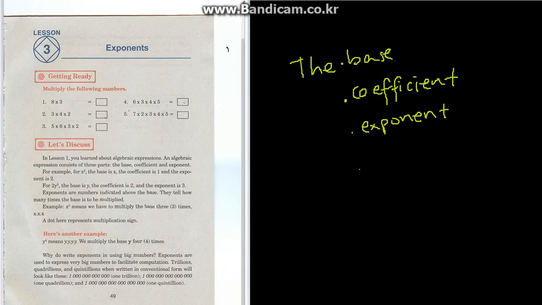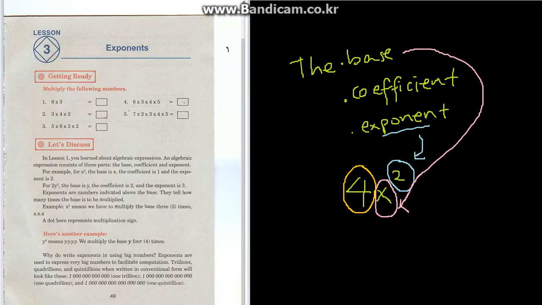For example, if you have 4x squared, then what is a base? Base is the x right here. That's the base. And coefficient is the number in front of the base, and exponent is the one right here. Okay, so exponent is this one. Base is this x right here. Coefficient is the 4 right here.